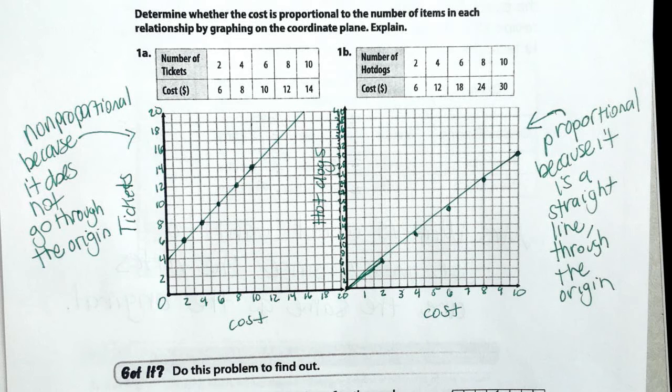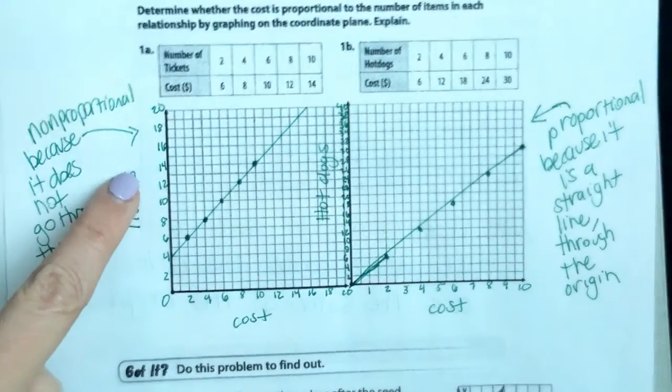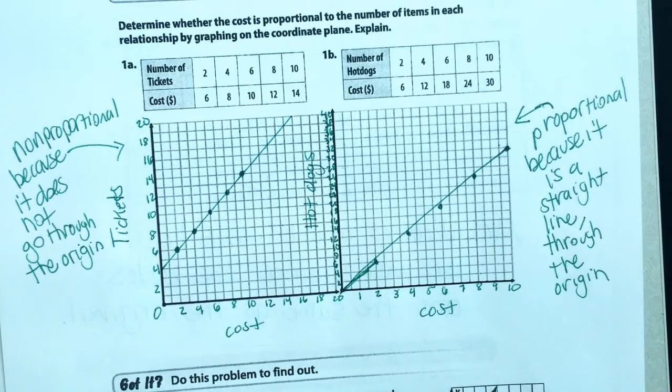Now that I'm looking at this really quick, I ended up putting mine flip-flopped. The cost should have been the Y, and the number of tickets should have been the X. So sorry about that. I flipped them around, but they still come out to be proportional the same and non-proportional the same. So what I mean is I just flipped these. Cost should have been my Y value, and number of tickets should have been my X.